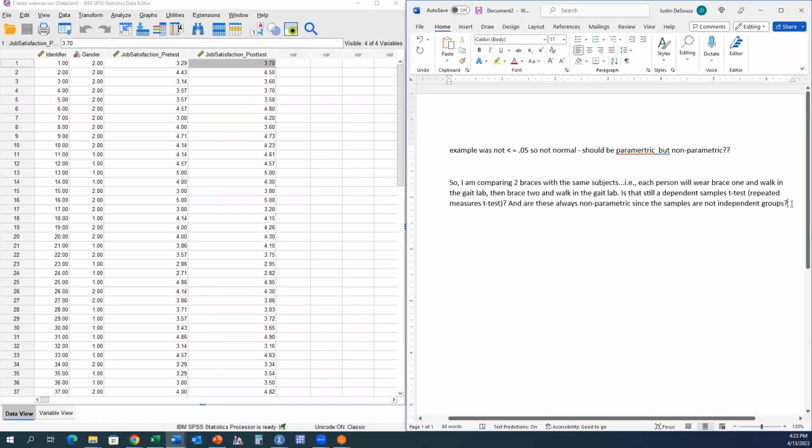We have a question from Sherry. I have some data about one group of students' survey results using a 7-point Likert scale. I'm interested in a one sample test.